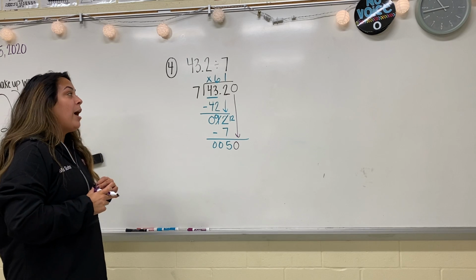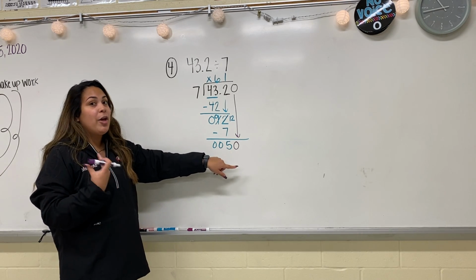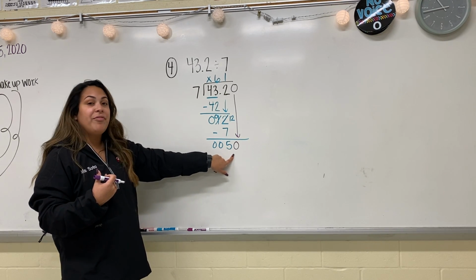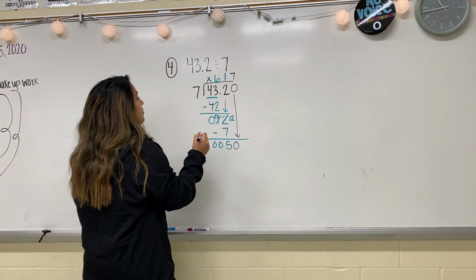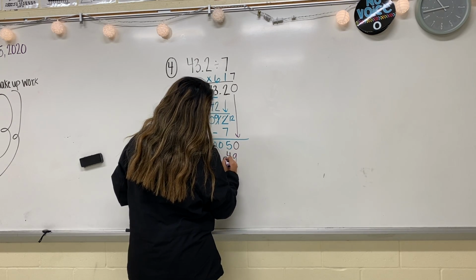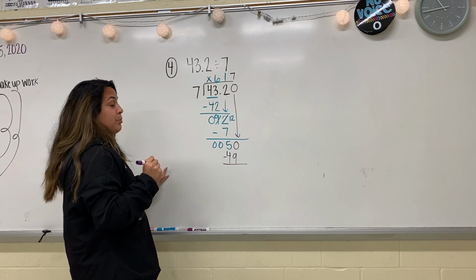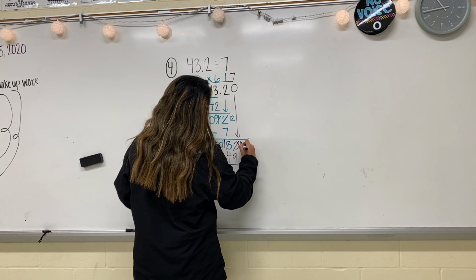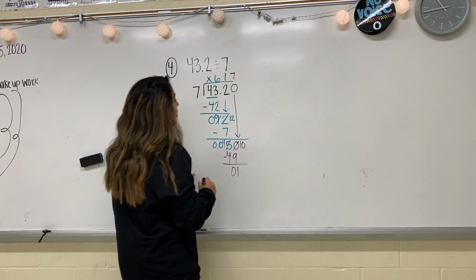Now I need to figure out how many times 7 can go into 50 evenly. If I know my math facts, I know that 7 can go into 50 7 times. So I put 7 up here. 7 times 7 is 49. Now I'm going to subtract. Can't do 0 minus 9. 5 becomes a 4. The 0 becomes a 10. 10 minus 9 is 1. 4 minus 4 is 0.